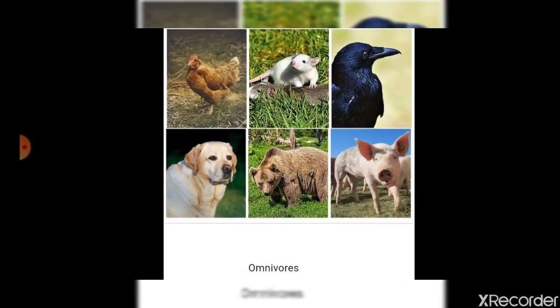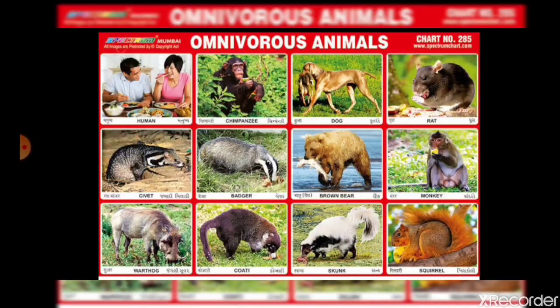There are some animals like bear, pigs, rats, crow, hens, etc. that eat both primary as well as secondary consumers, that is both plants and animals. They are known as omnivores. We humans are also under the category of omnivores.